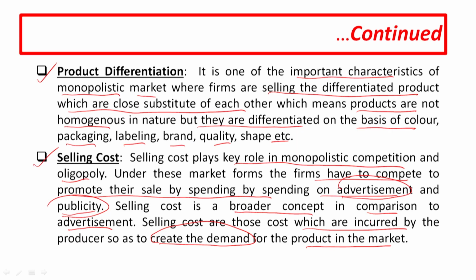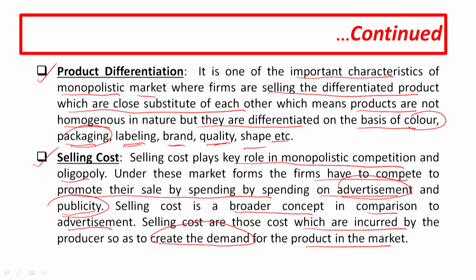Then we talked about product differentiation, which is a characteristic of monopolistic competition. And here we talked about where the firms are selling differentiated products, which are close substitutes to each other, but they are differentiated on the basis of what? Color, packaging, labeling, brand, quality, shape, or any other factor. So that concludes the differentiation of the product.